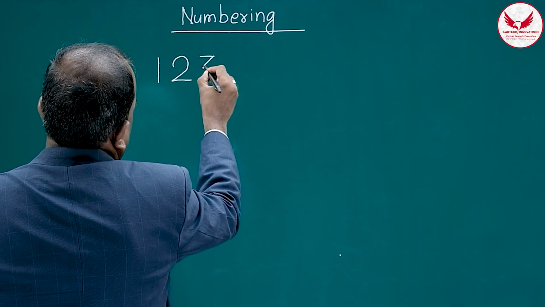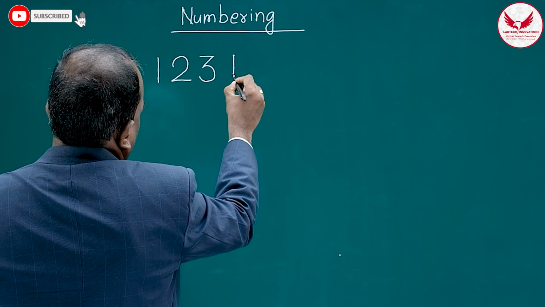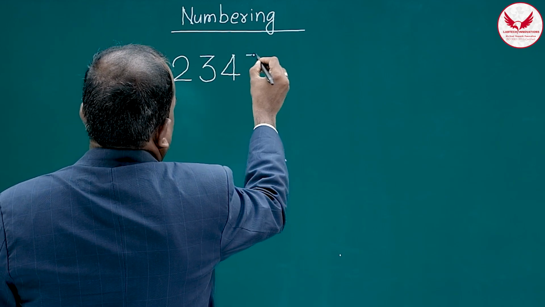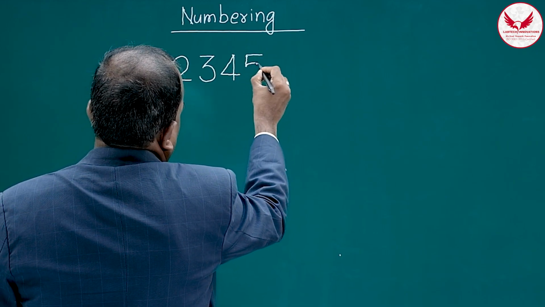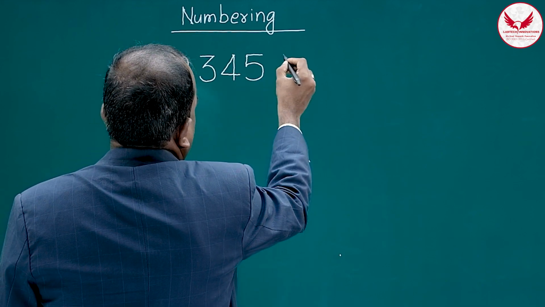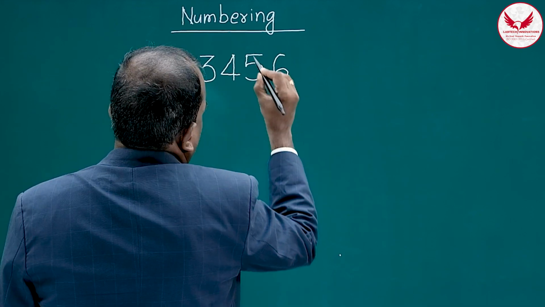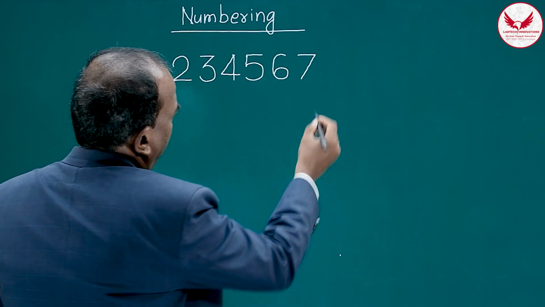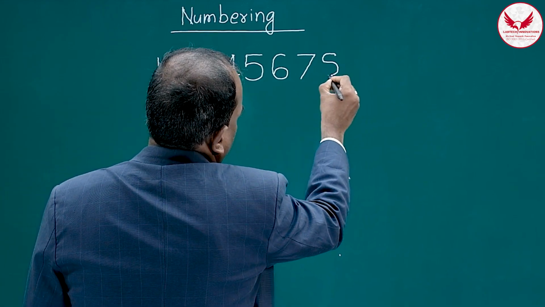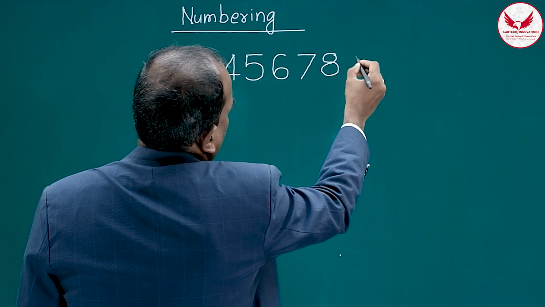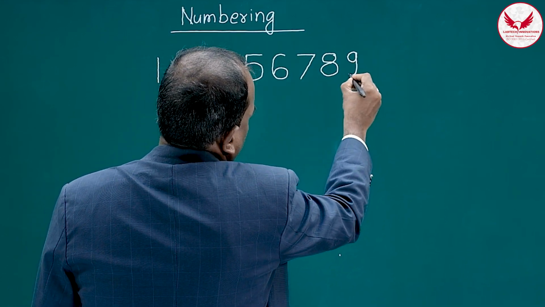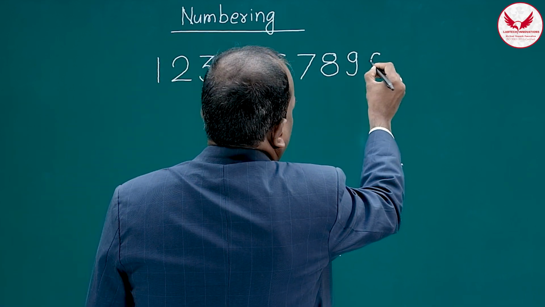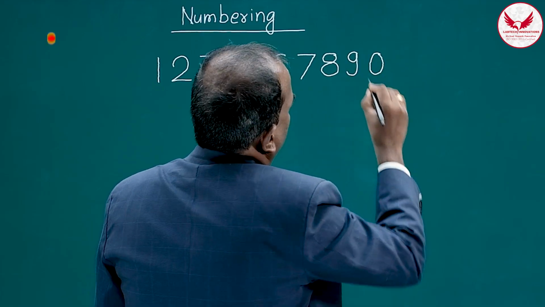3, like this. 4, a vertical line and a slant line, like this. 5, horizontal, vertical, curved. 6, like this. Then 7, a horizontal line and then a slant line. It is 7. 8, 9, and 0 or 10. 1 I have already written, that's why I am simply writing 0.